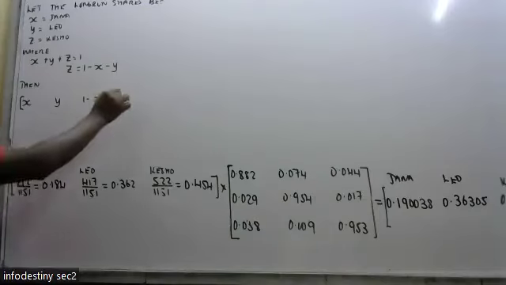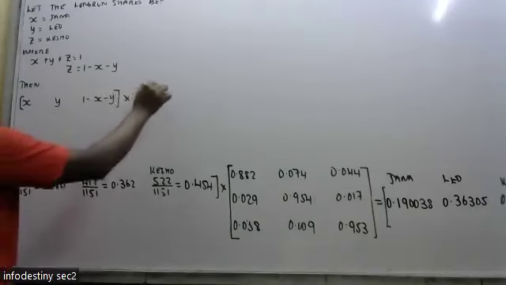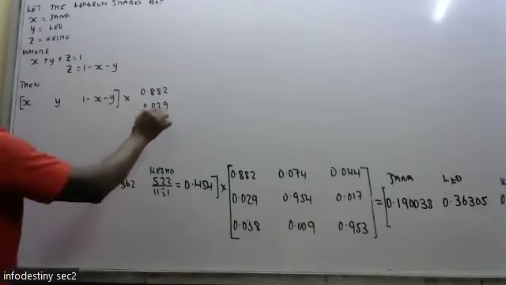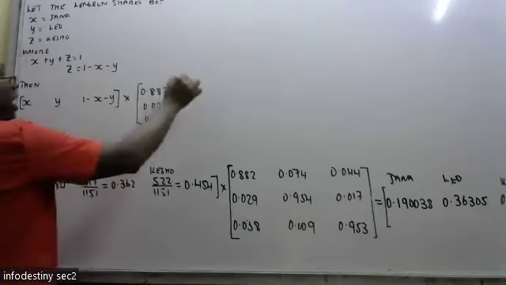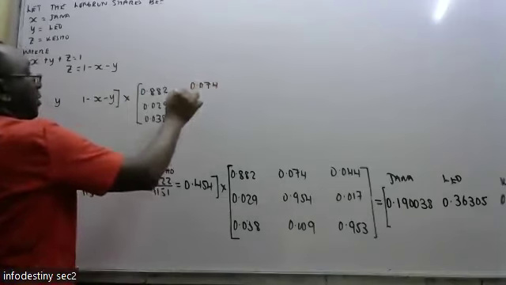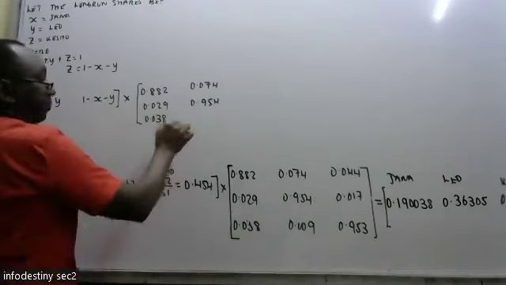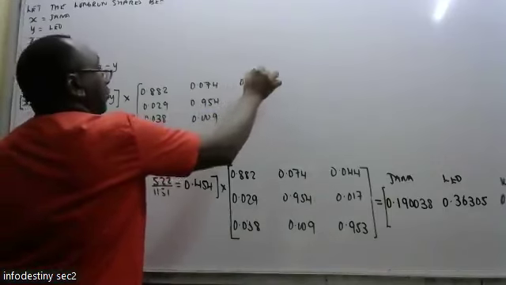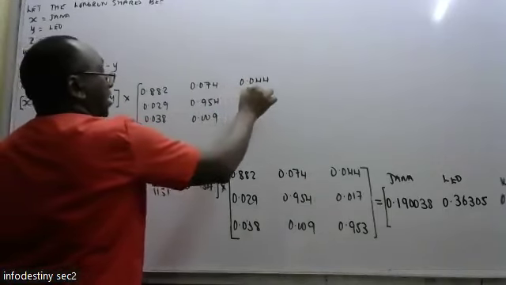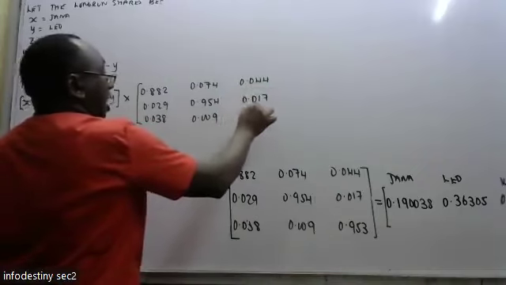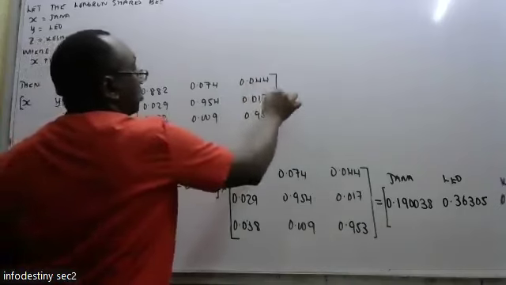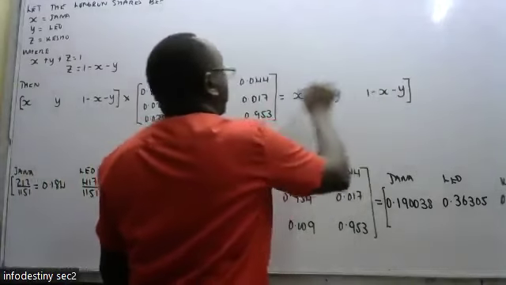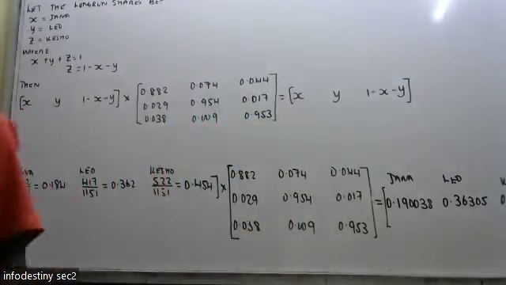You multiply by the transition matrix: 0.882, 0.029, 0.038; 0.074, 0.954, 0.009; 0.44, 0.017, 0.953, which should be equal to X, Y, 1 minus X minus Y. So that is the long run state.